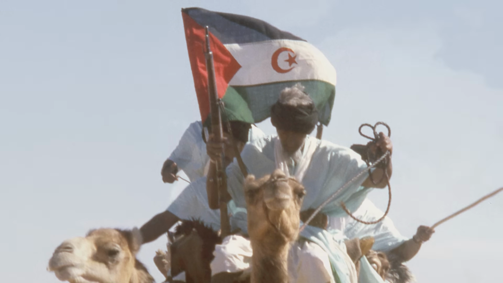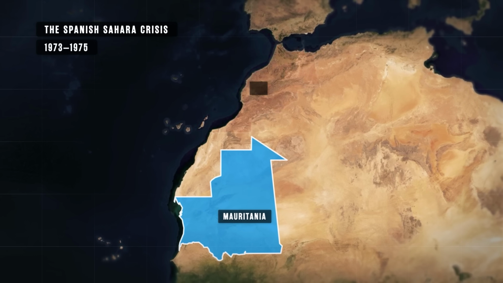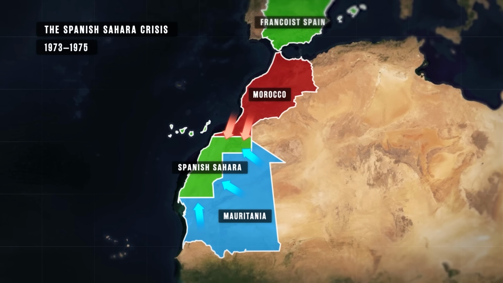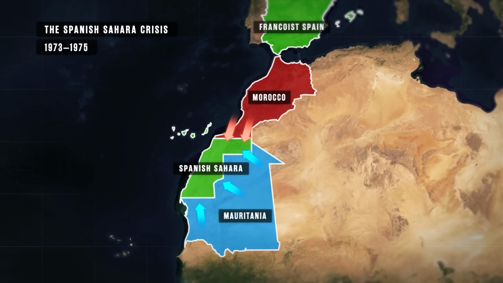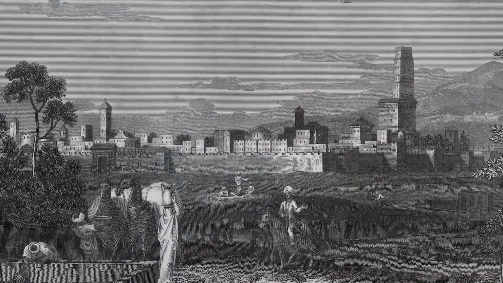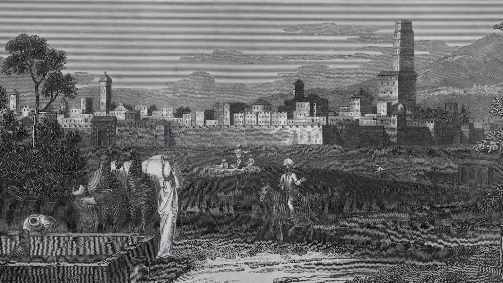At the same time, both of the now independent states of Mauritania and Morocco, on either side of Spanish Sahara, claimed the entire colony as being rightfully theirs, and argued that Spain should surrender the territory to them instead. Morocco's claims to Spanish Sahara were especially vocal, and it took its case to the International Court of Justice, or the ICJ.